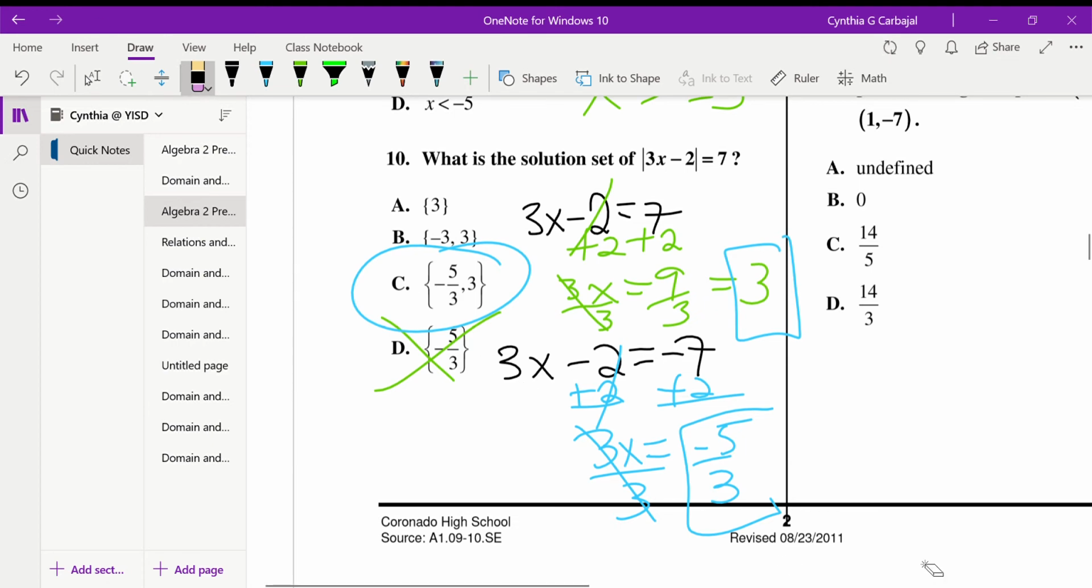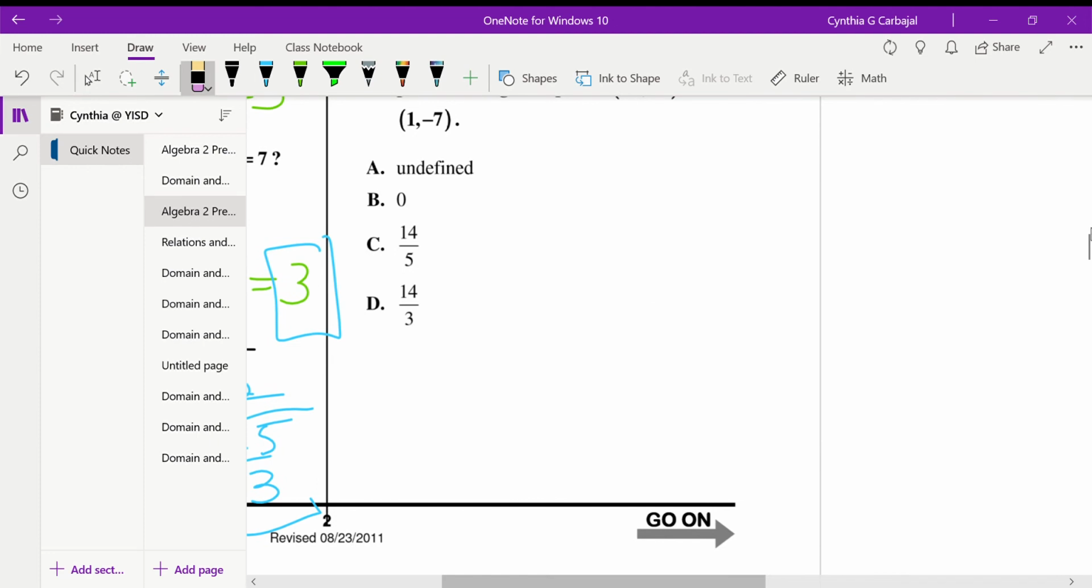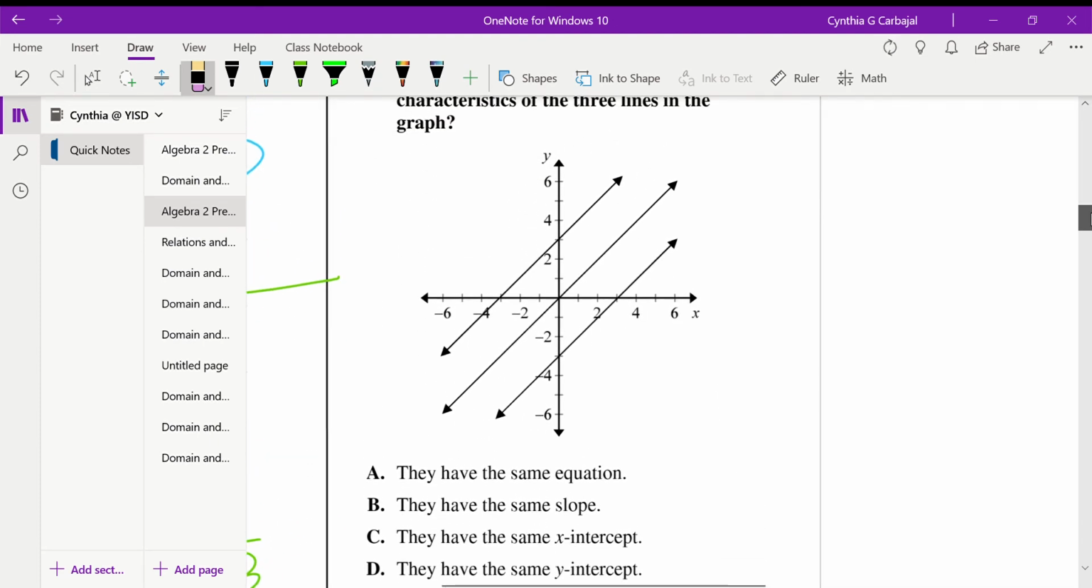Okay. All this, I'm not going super into detail, well, I kind of am, in solving, but we should already know how to solve, okay, guys?